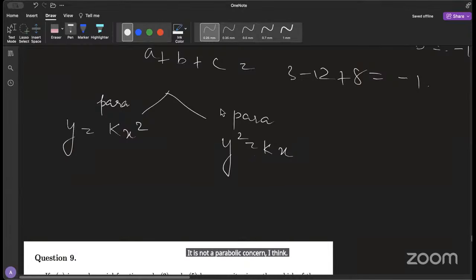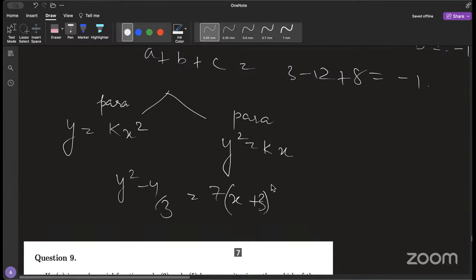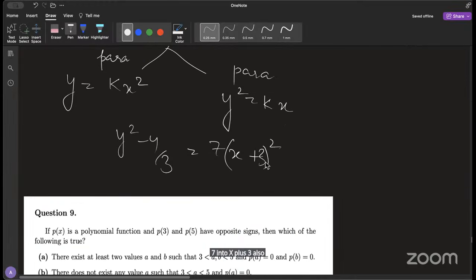y square minus 4 by 3, and what's the other side? x plus 3 whole square, 7 into x plus 3 whole square. This is it, right? How can it be included in the parabolic function? Actually, this is not a parabola.